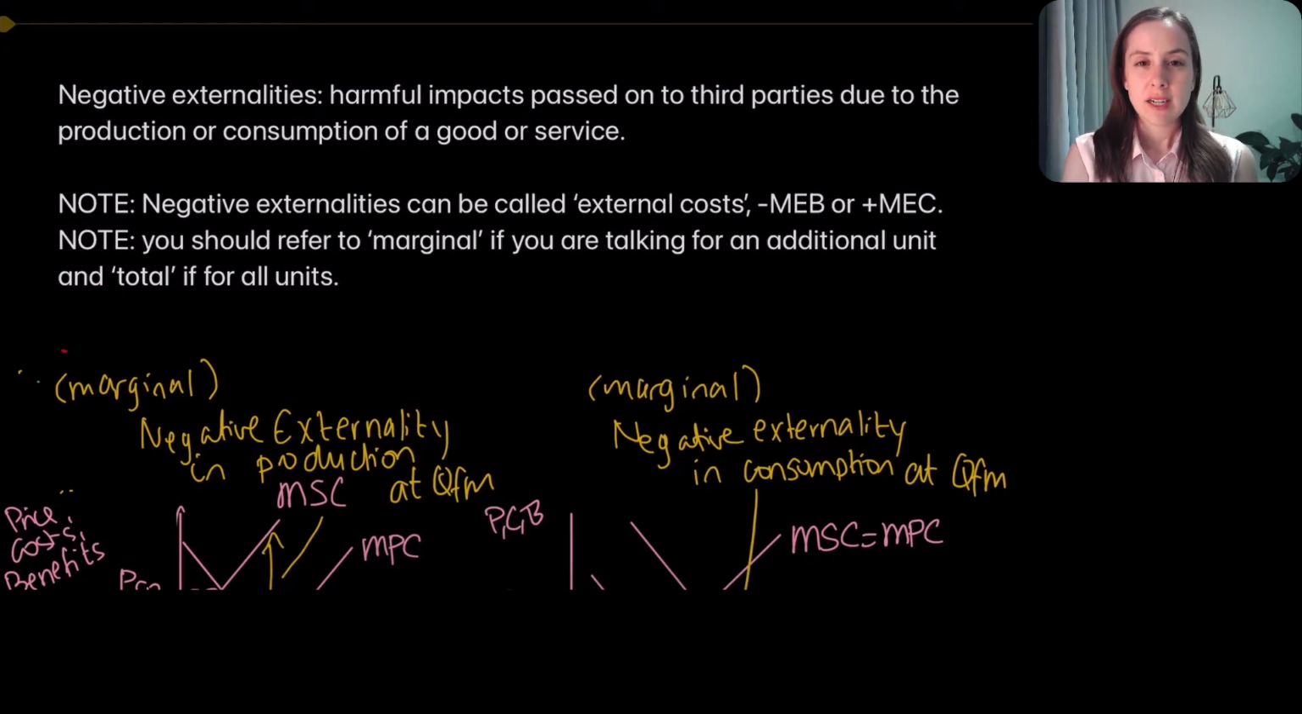Refresh negative externalities, they're harmful impacts on third parties due to the production or consumption of the good or service. You can use slightly different vocab such as external costs. You could use MEB, a negative MEB, to indicate a negative consumption externality. You could use plus MEC to indicate a positive cost added to third parties, which means it's a negative production externality.